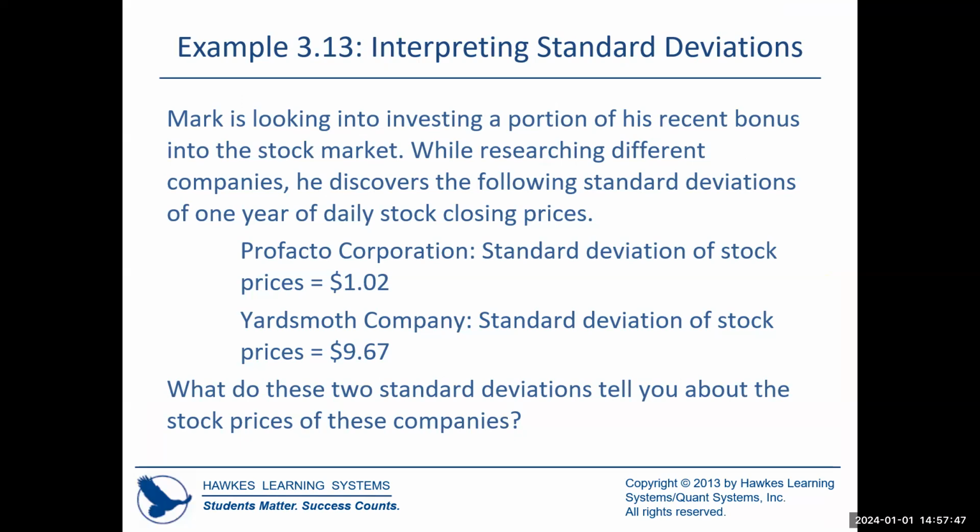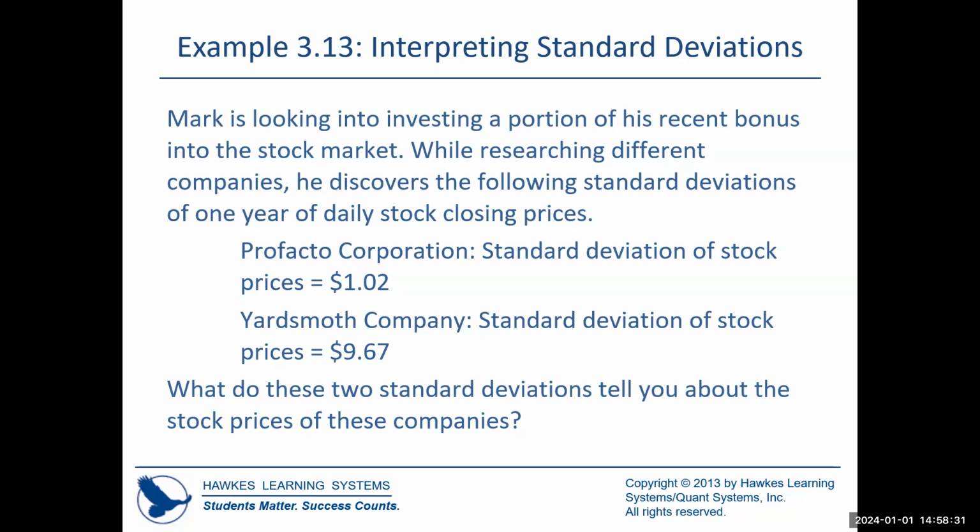Okay, we have an application question here. Mark's looking into investing some money, and we have two different companies and the standard deviation of their stock prices. The question is, what do the standard deviations tell us about the stock prices of the companies? We have Profacto, which is $1.02, and Yardsmith, which is $9.67. Looking at the two standard deviations, I clearly see one is much higher than the other. So Yardsmith has a lot more variation in its prices. Those stocks are jumping and falling like crazy. Profacto with $1.02 seems to be a more consistent price, right? There's not a lot of variation.